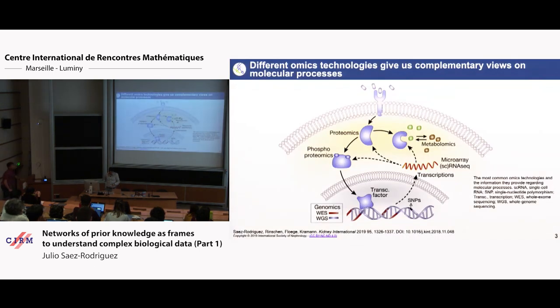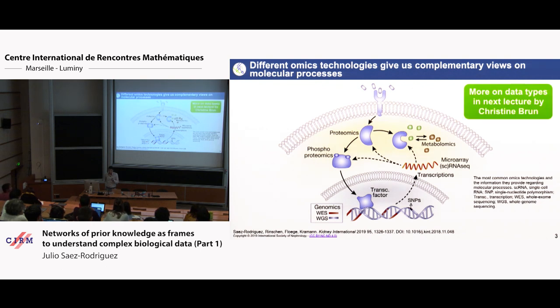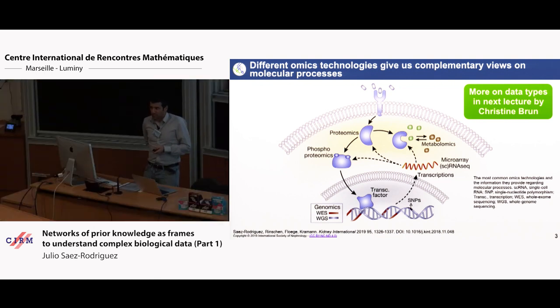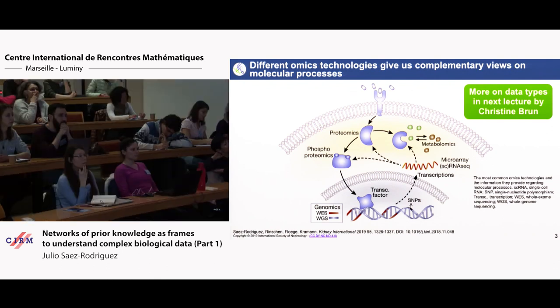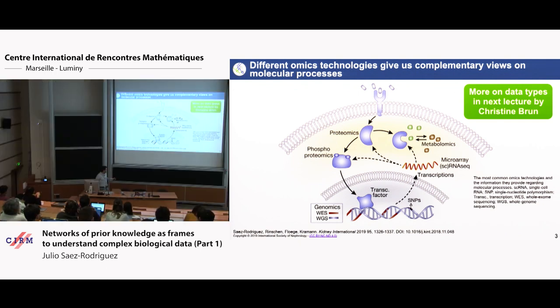So to start with, about different data and technologies, and this is something you will hear more about in the next talk by Christine, but just to set the scene. There are different types of biological data that we can use to profile the cells. We can look at proteins in the cell with proteomics, or modified versions of proteins with phosphoproteomics. We can look at metabolites with metabolomics. We can look at RNA with microarrays, or RNA sequencing, a more mature or newer technology. We can look at the genome, at specific mutations like SNPs, and different sections like exome sequencing, the part that is coded, or the whole thing.